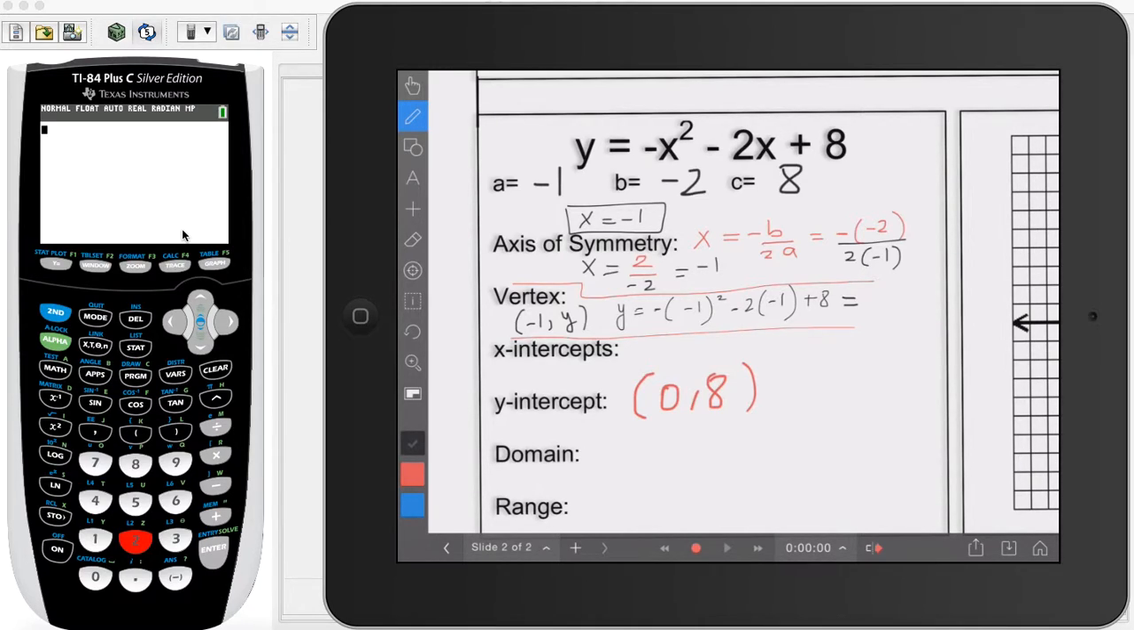So it's going to be negative 1 plus 2 plus 8. Now how did I do that? Negative 1 to the power 2 is going to be a 1, so negative 1. Negative 2 times a negative 1 is positive 2. And you can just copy the 8. So negative 1 plus 2 plus 8 is 9. So my vertex is going to be (negative 1, 9). Let's plot that on the graph.